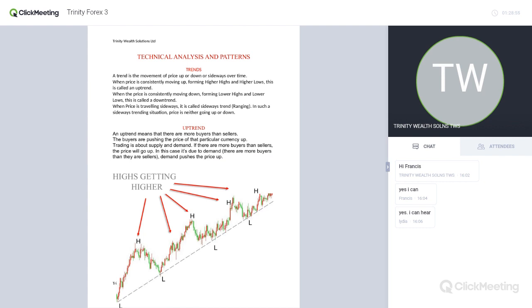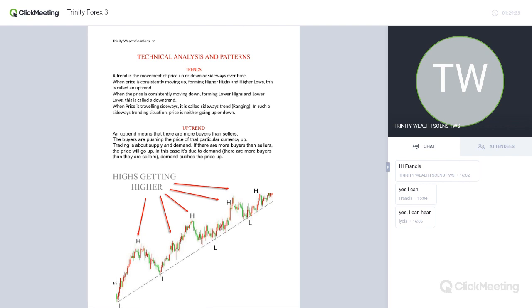When price is traveling sideways, it is called a sideways trend or a ranging market. The market ranges between two prices. It goes up, hits the upper level, bounces back, starts going down, hits the bottom. So it is ranging between two prices, an upper price and a lower price. So it's a ranging market, or it is trending sideways, no direction. The direction is sideways, so it is neither up nor down. It is just in a particular range. In such a sideways trending situation, price is neither going up nor down.